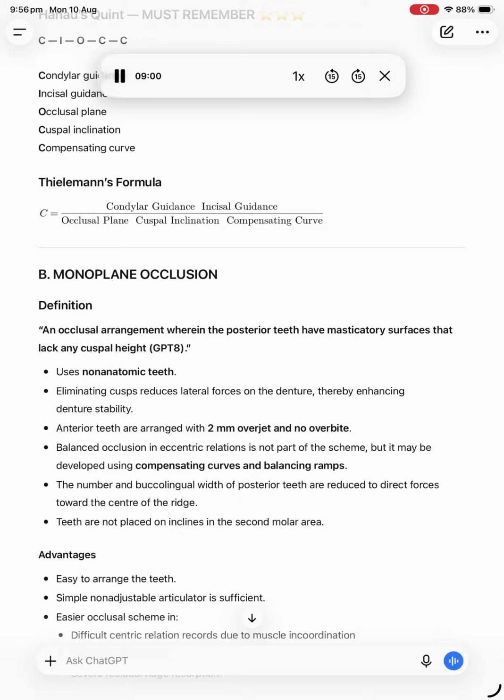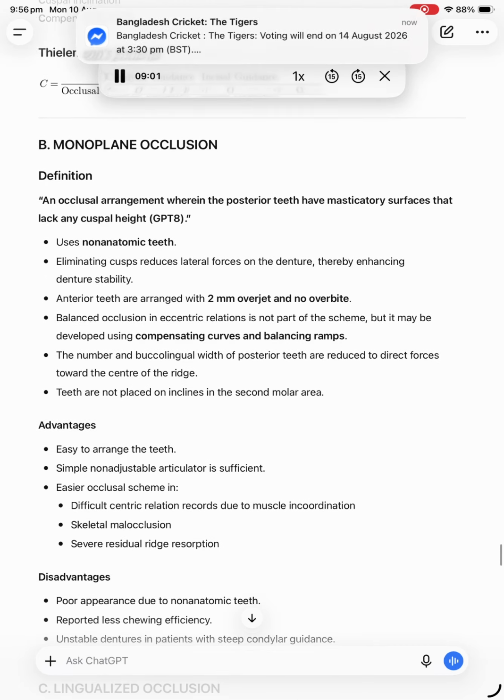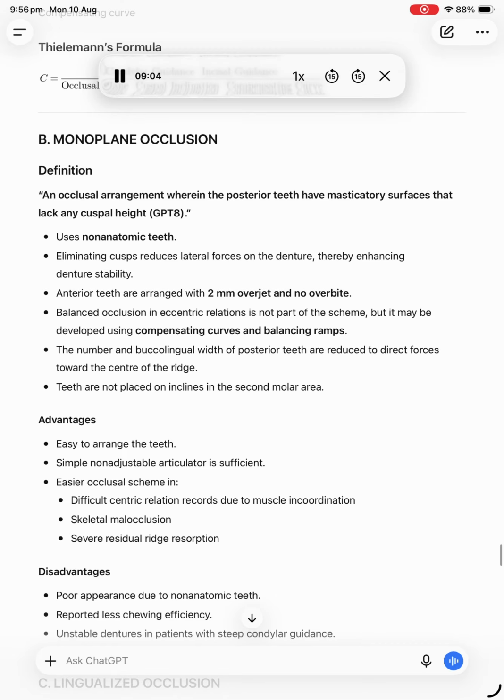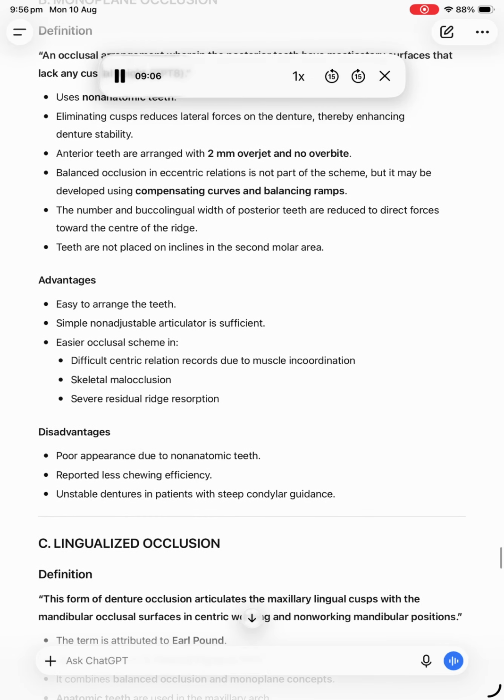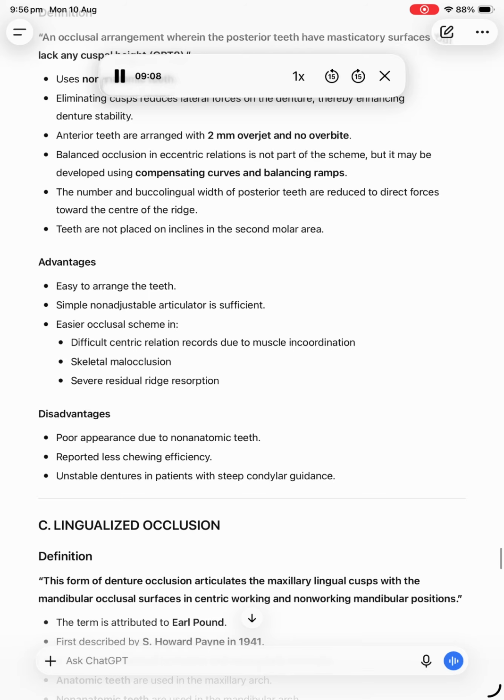Advantages. Easy to arrange the teeth. Simple non-adjustable articulator is sufficient. Easier occlusal scheme in difficult centric relation records due to muscle incoordination, skeletal malocclusion, severe residual ridge resorption. Disadvantages. Poor appearance due to non-anatomic teeth, reported less chewing efficiency, unstable dentures in patients with steep condylar guidance.